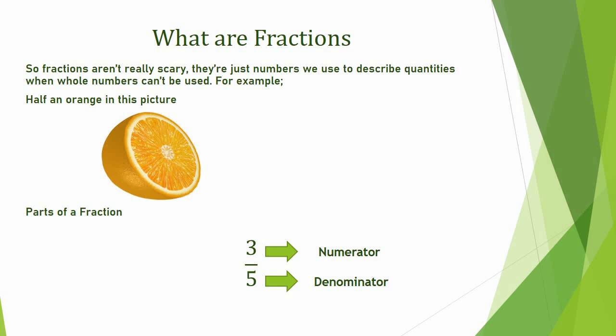Like what we have in this picture, for example, is not one whole orange, but an orange that is cut right in the middle, so that we have half of an orange. That is 1/2. So in order to give an accurate description of what we have in this picture, we say that it is half of an orange.